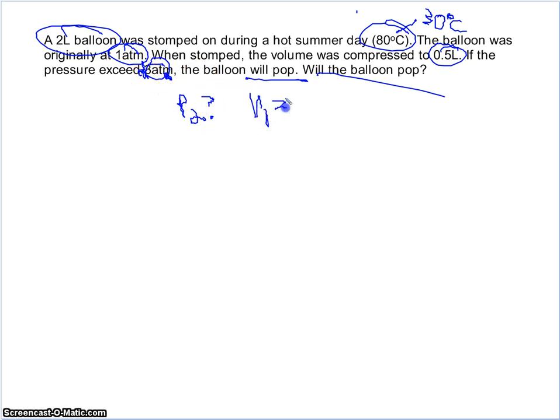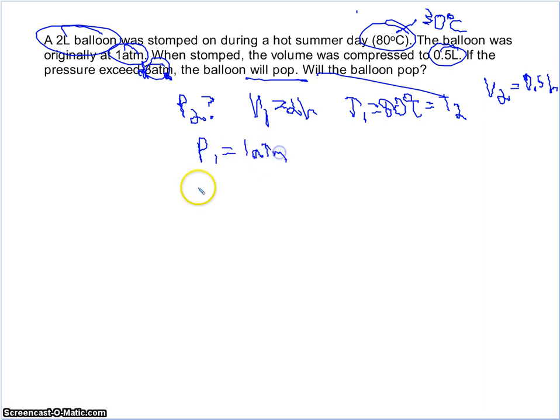So we know V1 is 2 liters. We know T1 equals 80 Celsius. Again, that's ridiculous. Actually, we don't know T2, do we? But it doesn't say anything about the temperature changing. I'm going to assume that this is the same as T2. Not 100%, but I don't know what else to do. And then V2 is 0.5 liters. And what's P1? Did I skip it? Oh, P1, there we go. P1 equals 1 atm. So now we have P1 V1 over T1 equals P2 V2 over T2.